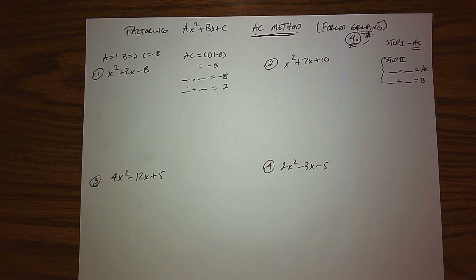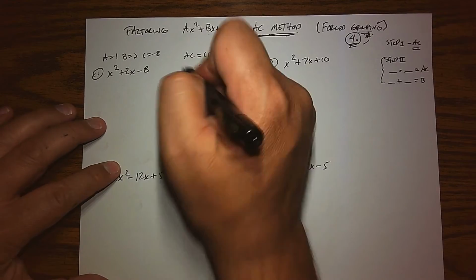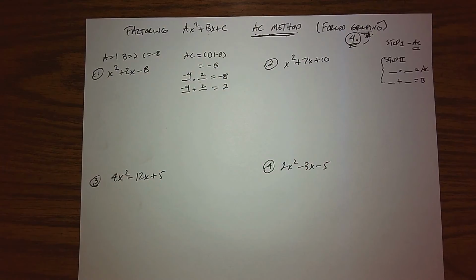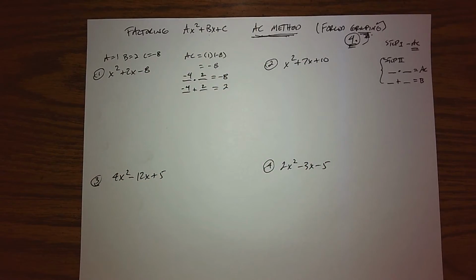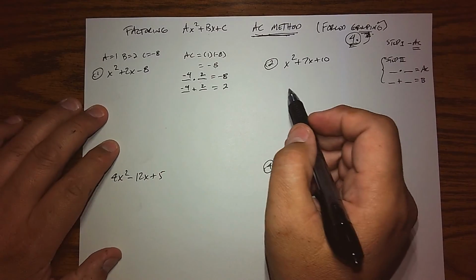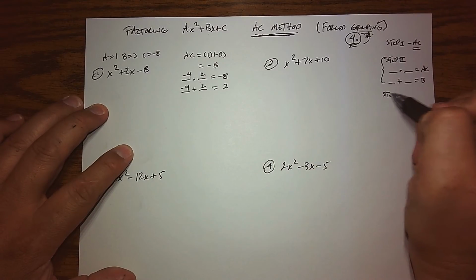If we sit and think about it, what 2 numbers can I multiply to get negative 8, but when I add them get 2? When you really think about it hard, the 2 numbers that we need are 4 and negative 2. Their product is negative 8 and their sum is 2. So now we're ready for step 3.